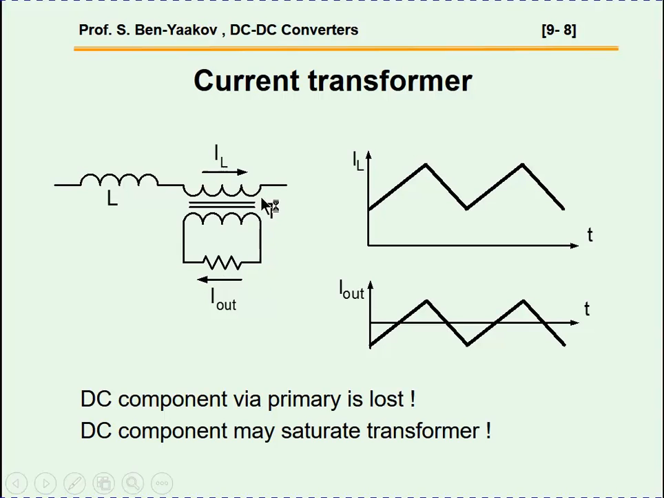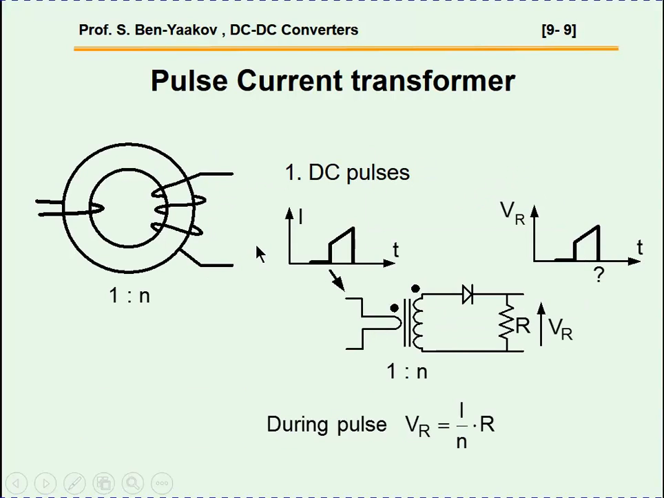However, a transformer does not transfer DC current. It will only transfer the AC component. That is, the output will look like this. If this is the inductor current, there is no DC transfer through the transformer. Not only that, the DC actually can cause a saturation of the transformer. So this is really not a way to go.